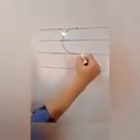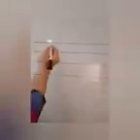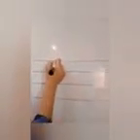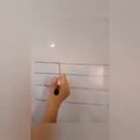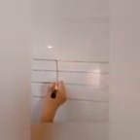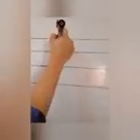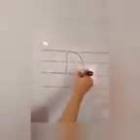C, capital C. Start from the top and curve down, touching the bottom. D, capital D. Start from the top and draw a standing line down. Again go to the top, and draw a curve till the bottom.